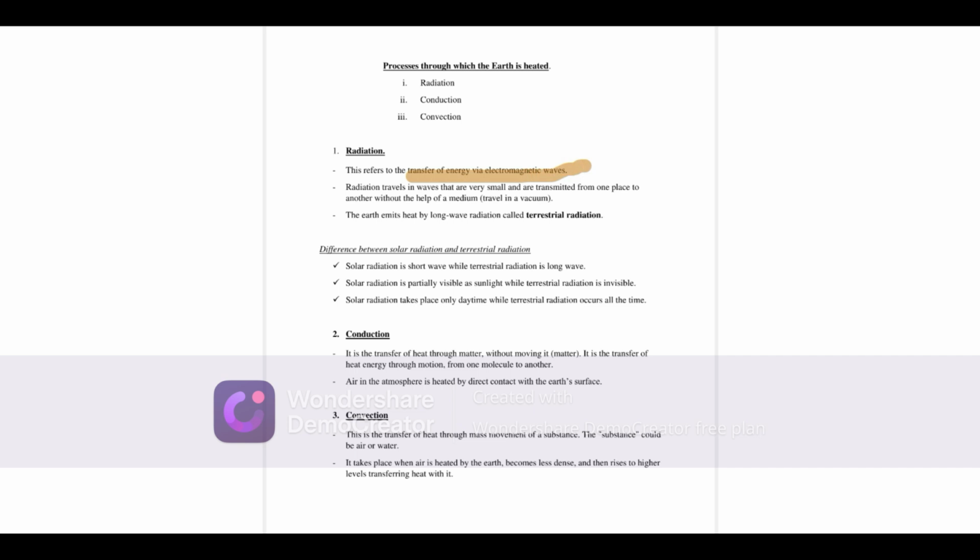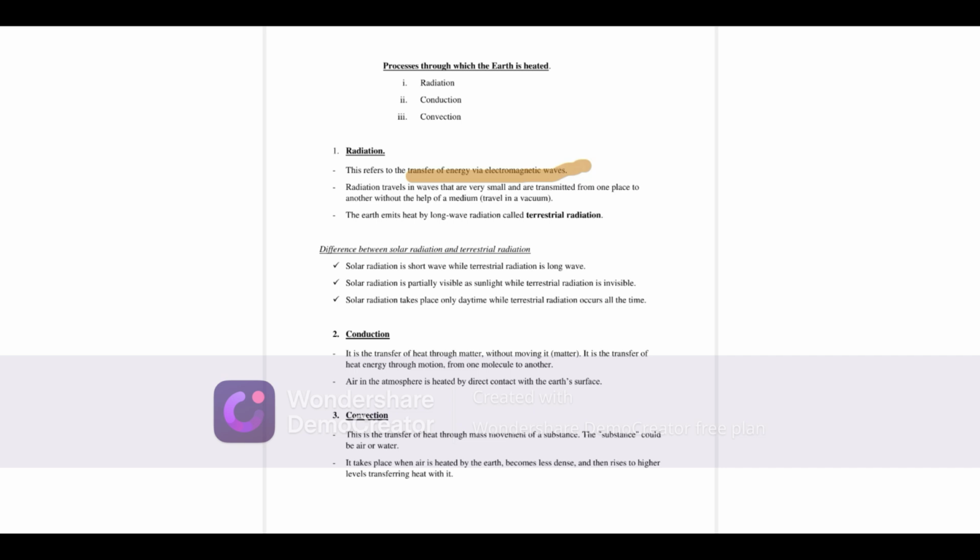Now, radiation travels in waves that are very small and are transmitted from one place to another without the help of a medium, or it travels in a vacuum. So the earth emits heat by long wave radiation called terrestrial radiation. So terrestrial radiation is long wave radiation.